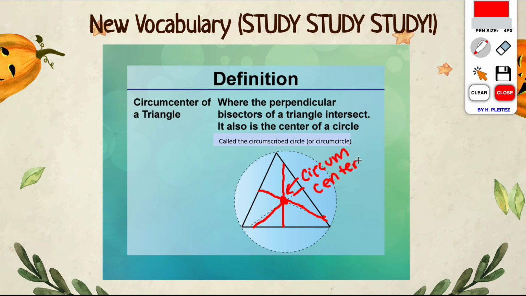Now, the circumcenter is also the center of a very interesting circle called the circumscribed circle. This is also called the circumcircle. We'll talk about what that means in a second, but make sure you understand that the circumcenter is the point where all three perpendicular bisectors meet.